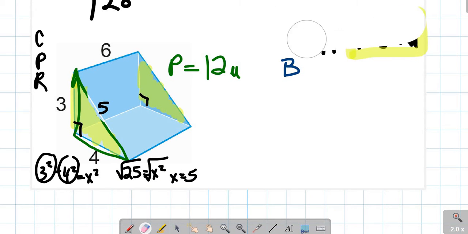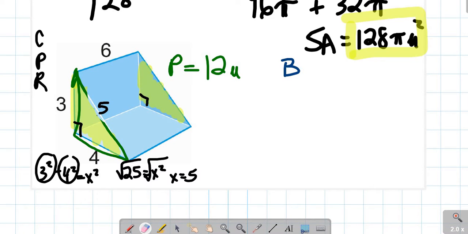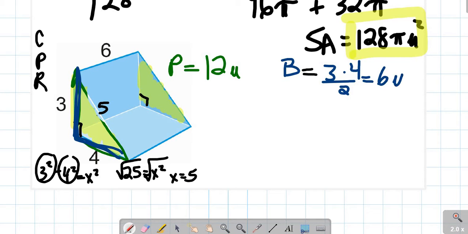The area of my base. My area is going to be leg times leg over 2. It's a right triangle, so that's 3 times 4 over 2. That's 12 over 2, so it's 6 units squared.